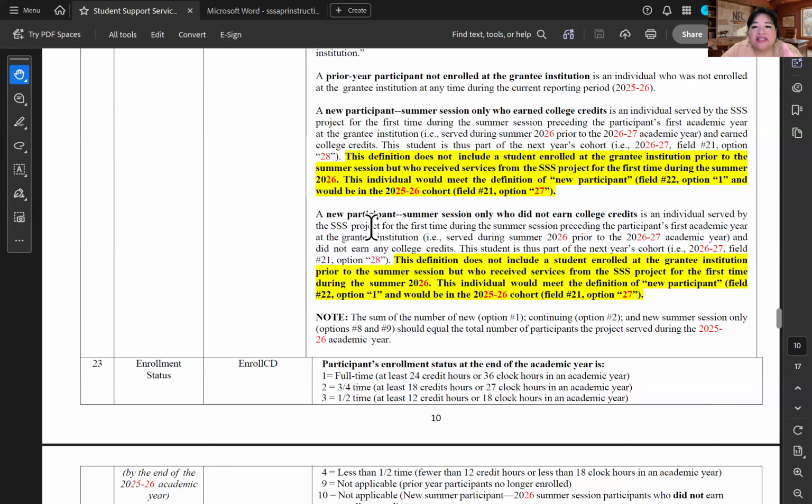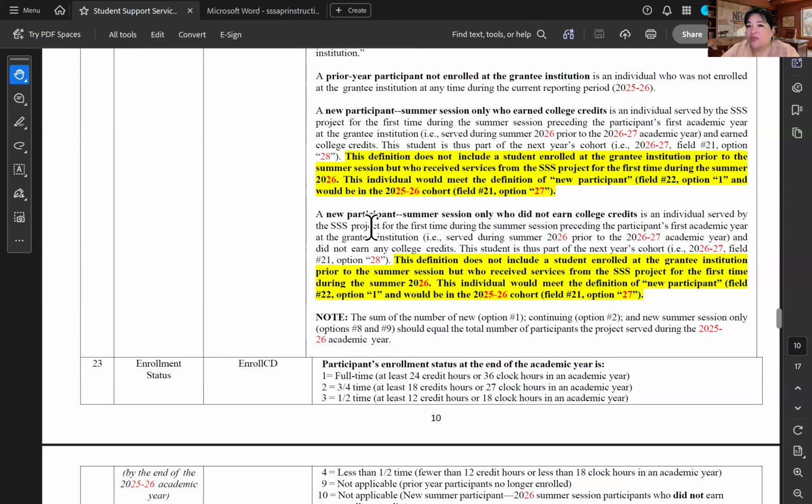Bottom line is for both of these, it says this definition of new summer student does not include a student enrolled at the grantee institution prior to the summer session, but who received services from the SSS project for the first time during the summer. This individual would meet the definition of a regular new participant and would be in the 25-26 cohort. So that's another way to answer your question.